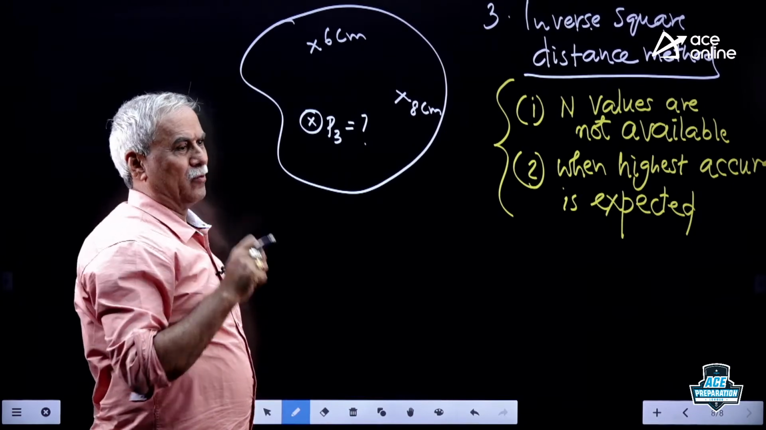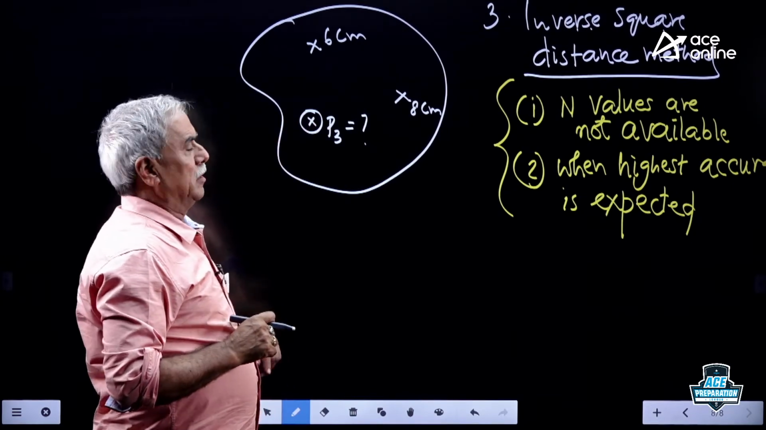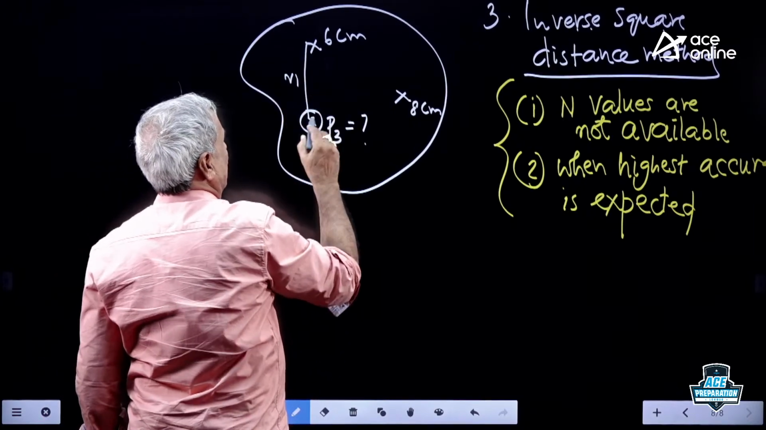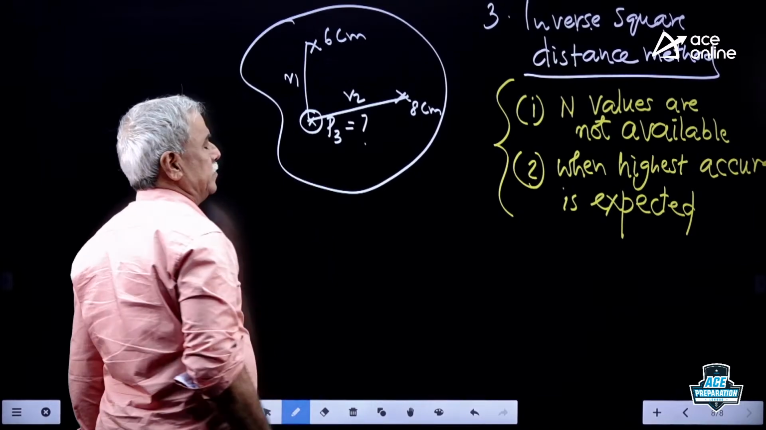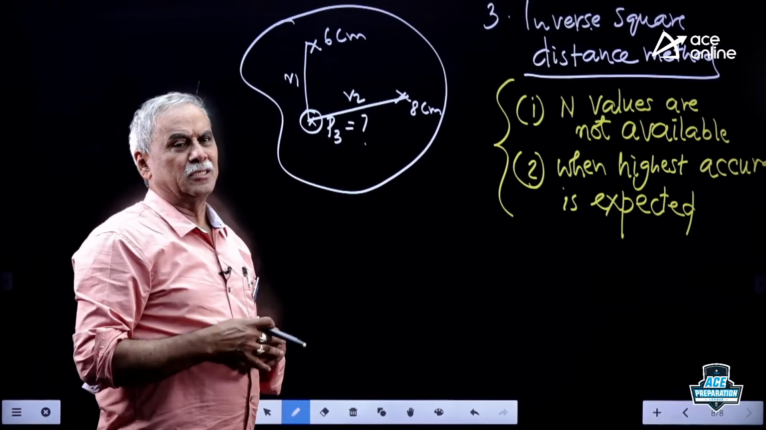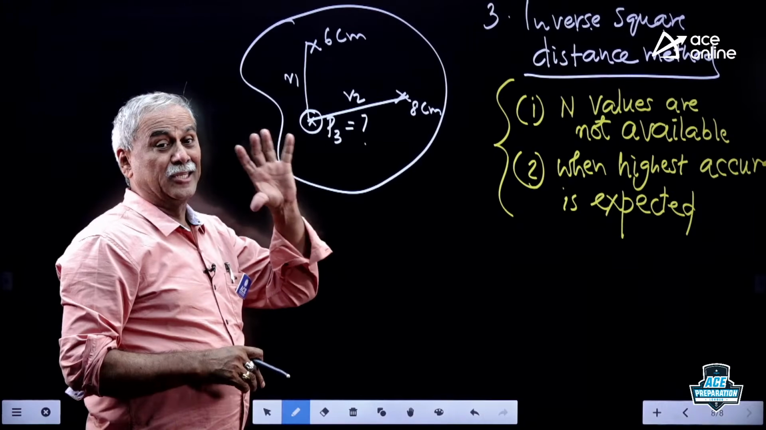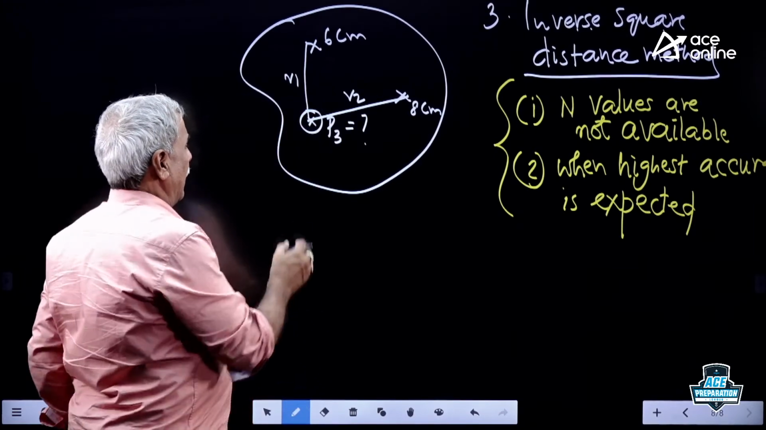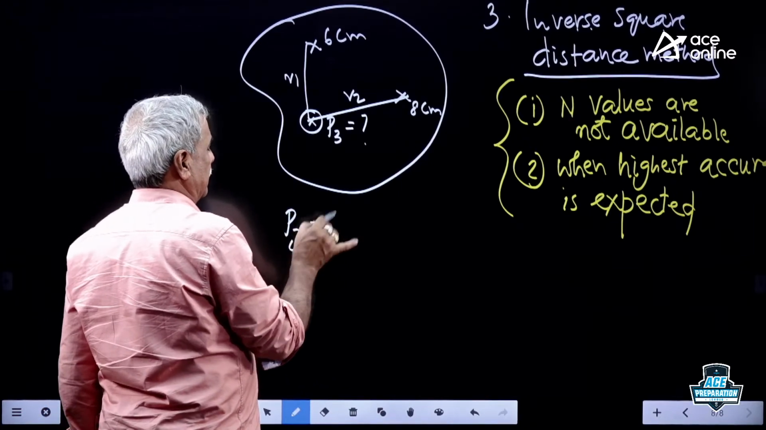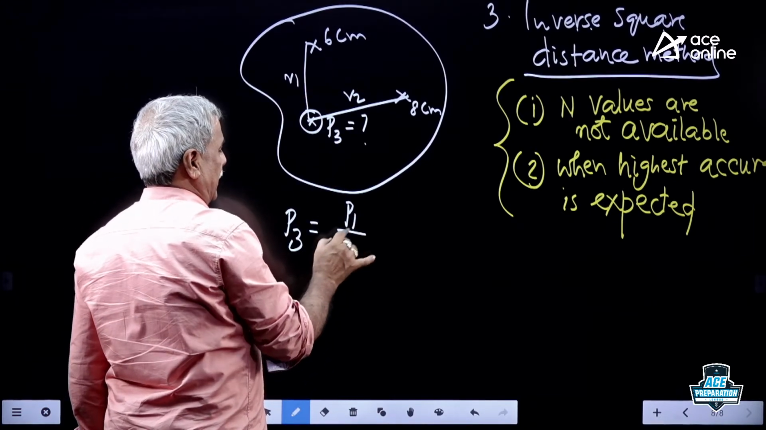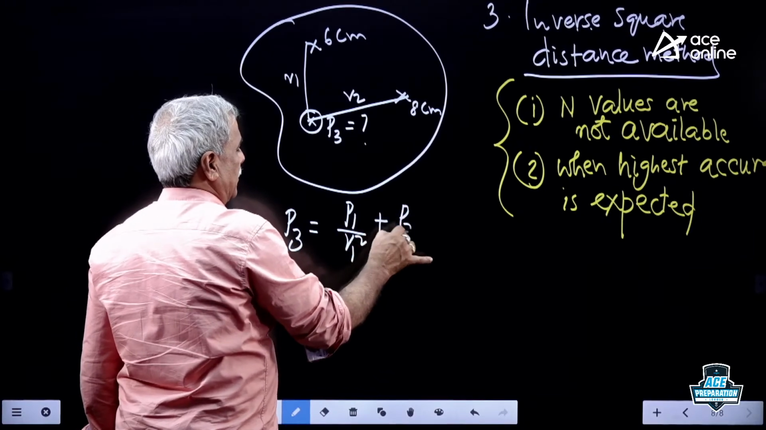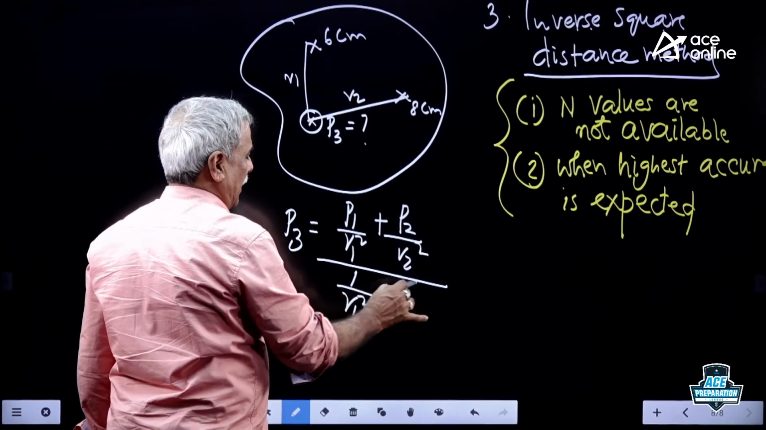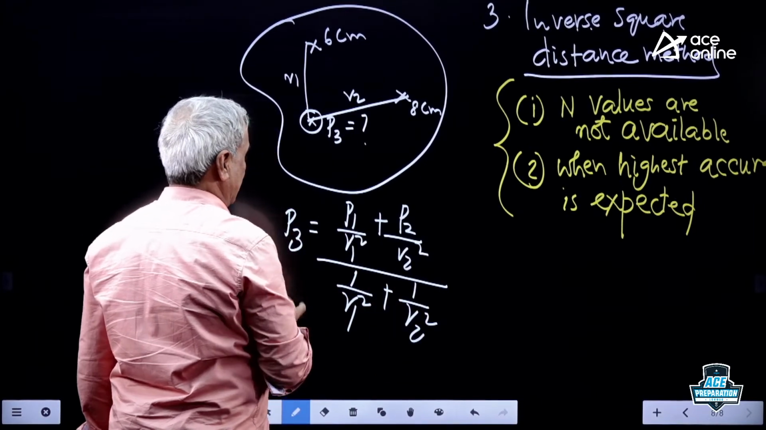Then what is the principle involved? Here N values are not available. We will see this is at a distance of R1, it is at a distance of R2. We will trace the rain gauge stations. The actual distance between the rain gauge stations is to be measured physically. R1, R2 values are known to you. Then your P3 can be P1 by R1 square plus P2 by R2 square divided by 1 by R1 square plus 1 by R2 square.